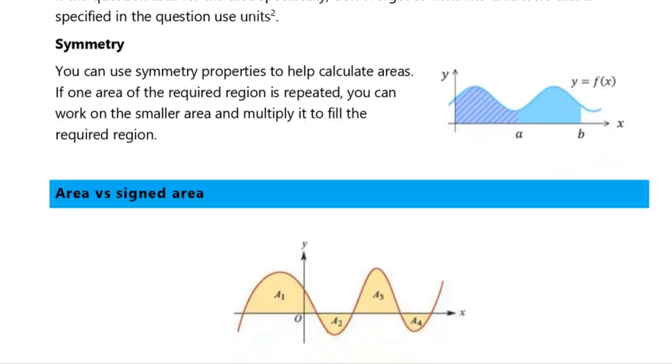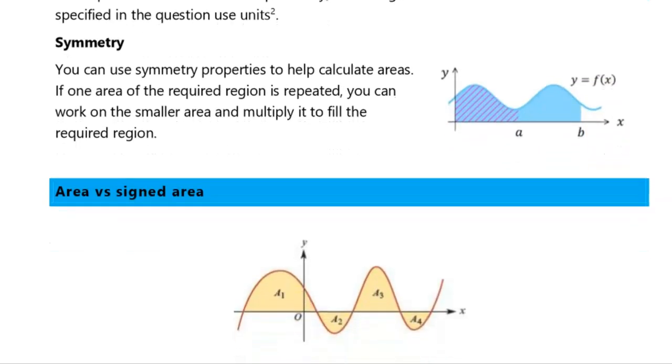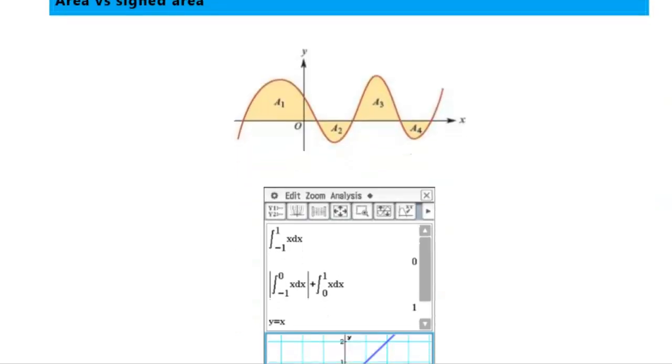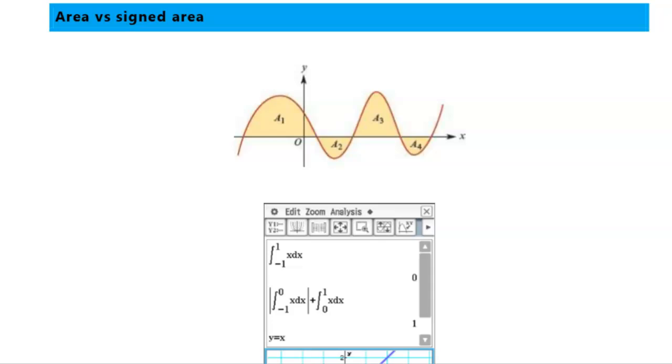Now it's really handy, we can use symmetry to help calculate areas. If one region is repeated, we can just find the area between, say, 0 and a here, and we can, in this case, double it, or multiply it by whatever factor we need in order to get the number of repeated areas.